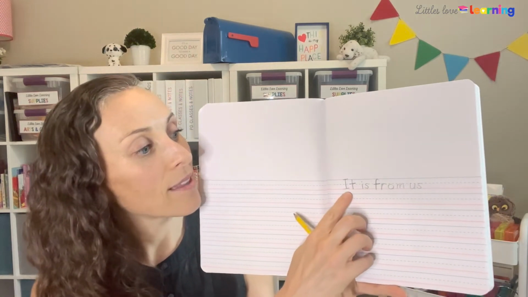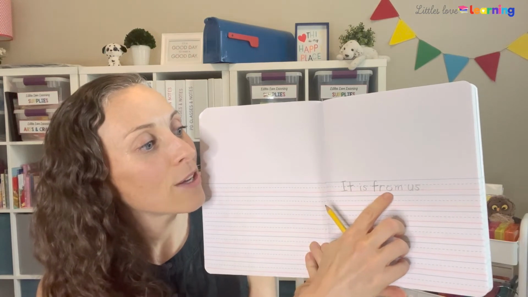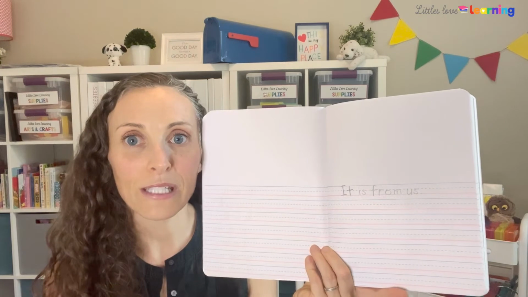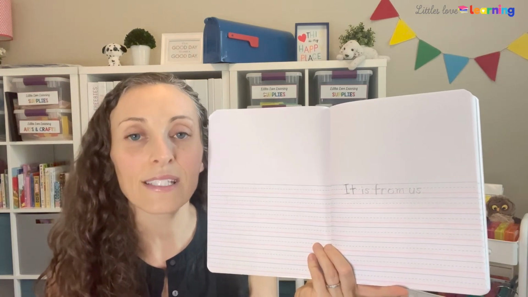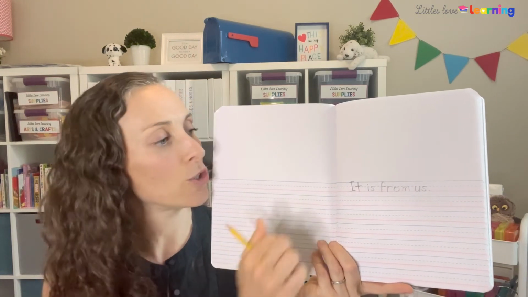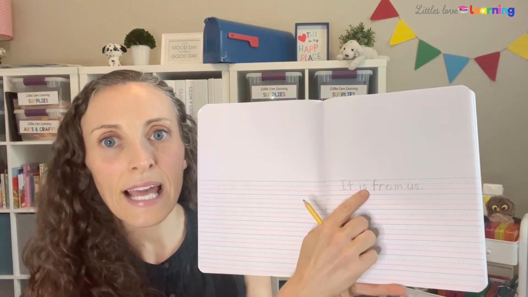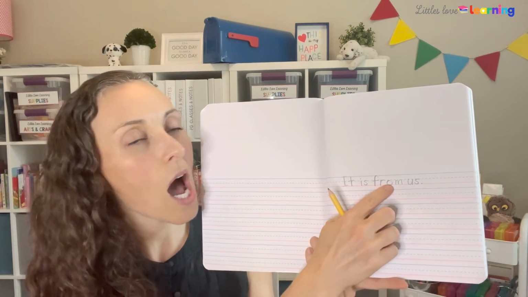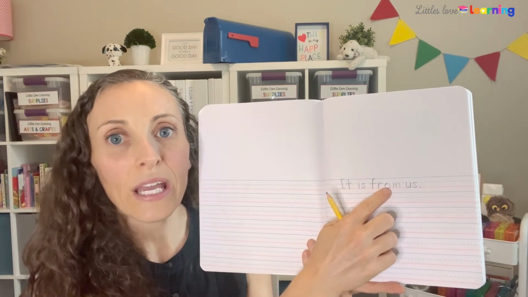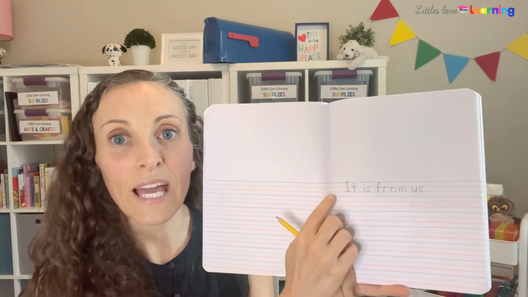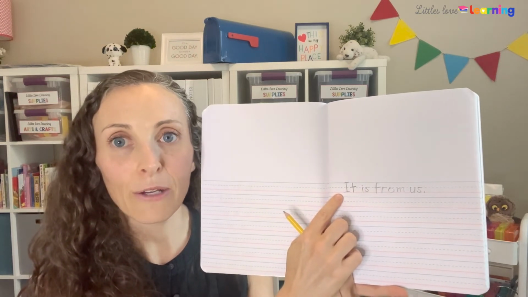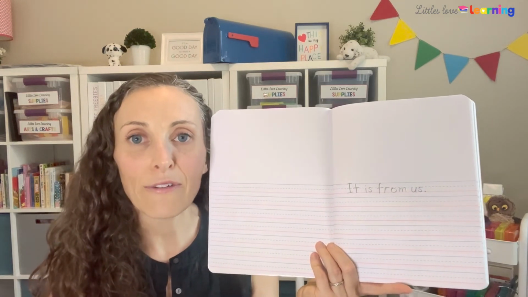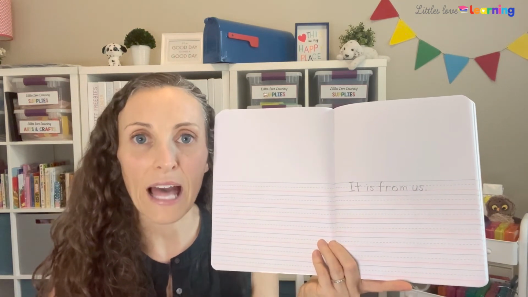So for example, this sentence: it is from us. This one has two high frequency words that have unexpected sounds that I've already explicitly taught my students. The Z sound spelled with the letter S in is, and the uh sound spelled with the letter O in from. The other two words are phonetically regular, it and us. So it's a mix.